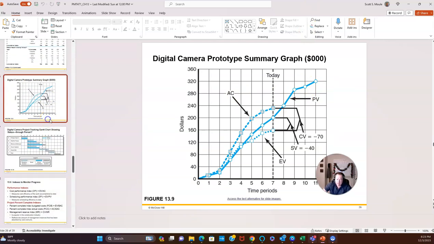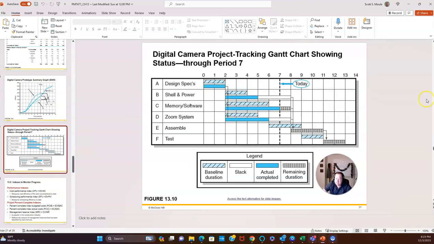So, when I take a look at an example, this is your digital camera and you thought it was going to take 11 months at the beginning. You're looking at it, you're now 7 months into it.